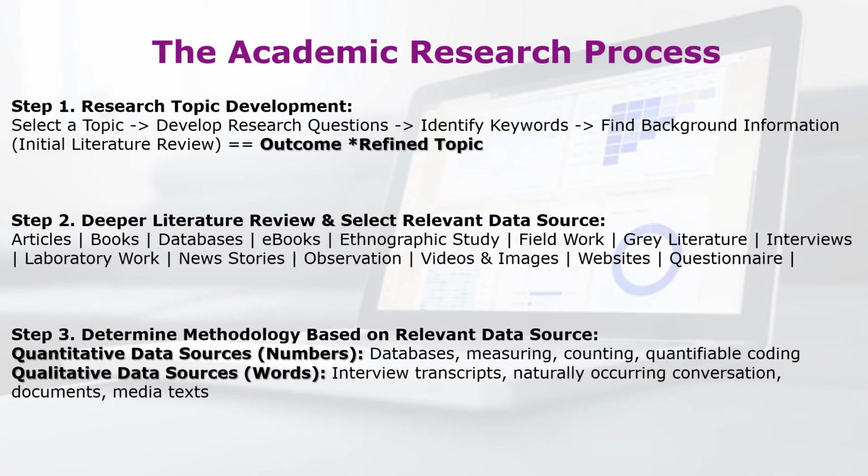Now, this is the crux of it, right? We're getting to the crux of the academic research process. We've talked about the rest of the stuff, but now we get into the crux of it. The first thing you want to do if you're about to conduct academic research is get the topic. So research topic development. Some would say getting the research question. It's still the same thing. So you want to select a topic, maybe a general topic.